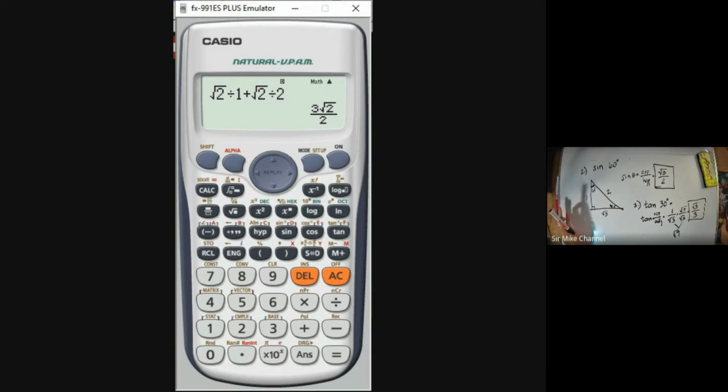Okay, so meron tayong calculator. Ito na. Yung Casio natin, dinownload ko lang naman siya. So, for example, number 2, sine 60 degrees. So, input mo yung sine.